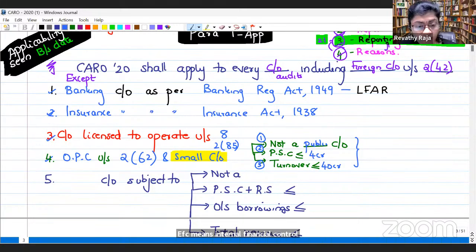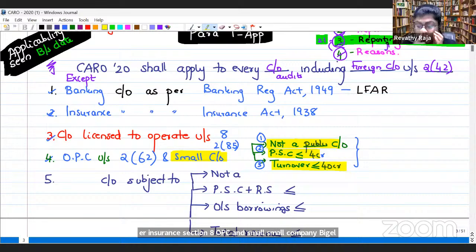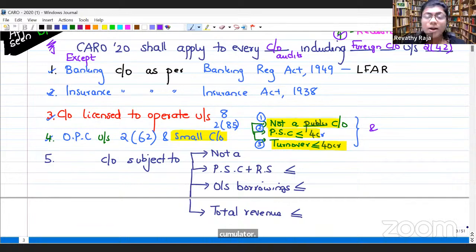Now, are we clear with the first four companies? Bank, insurance, Section 8, OPC and small. For small company, the important thing is these limits, please see, and they are cumulative. Okay. Last one, come on. Private company, subject to the following conditions.